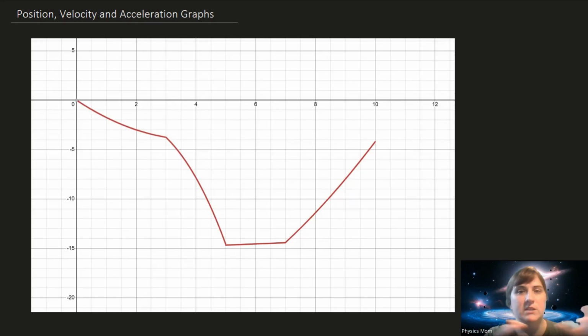So let's break it down again. 0 to 3 seconds, I'm going to the left. I am slowing down. From 3 to 5 seconds, I'm still going to the left, but now I'm speeding up. From 5 to 7 seconds, I am now going to the right, and I'm traveling at a constant speed. And then from 7 to 10 seconds, I am going to the right, and I'm speeding up. And that's how I would break down the motion for this graph.